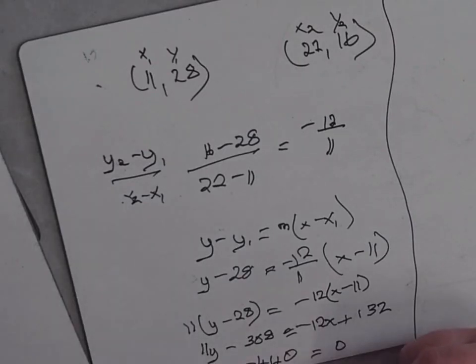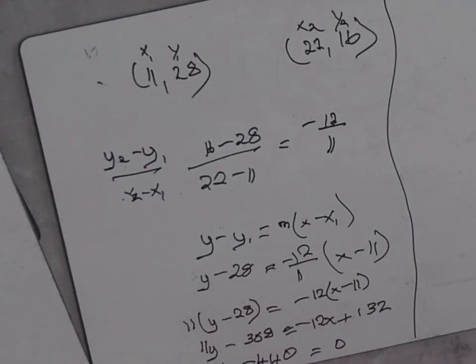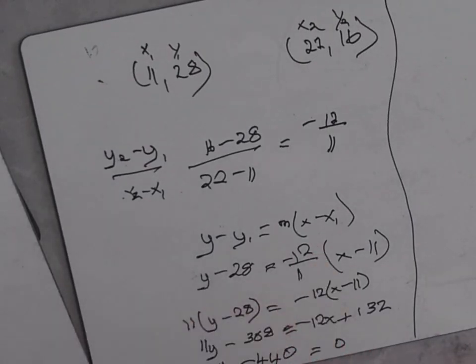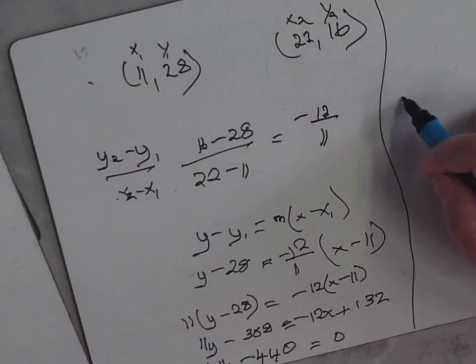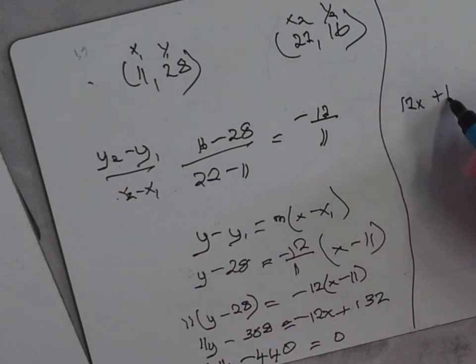And the last question in that was use your equation. So my equation is 12x plus 11y minus 440, equals 0. Whatever your equation is, that's what it is.